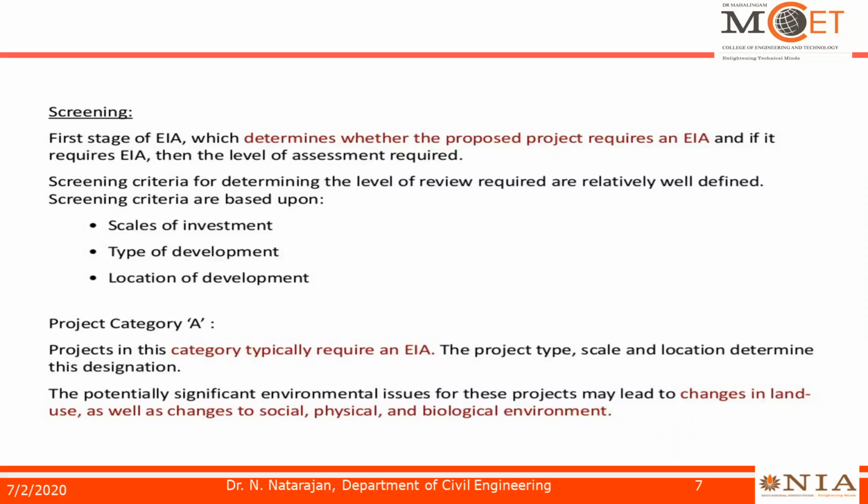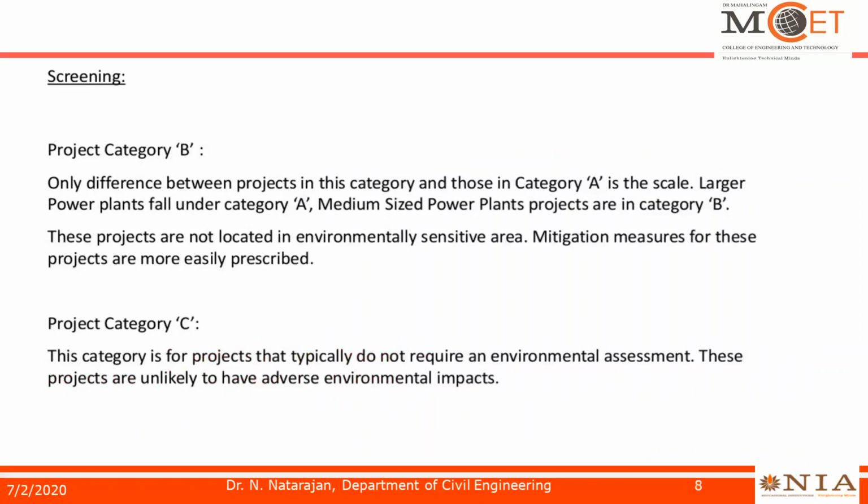The potentially significant environmental issues for these projects may lead to changes in land use as well as changes in the social, physical, and biological environment. Meaning the projects which come under this category have a significant and severe impact on the environment. Category B, the only difference between projects in this category and those in A is the scale. The large scale projects fall under category A and medium scale projects fall under category B. Those projects are not located in environmentally sensitive areas, and mitigation measures for these projects are more easily prescribed, right?